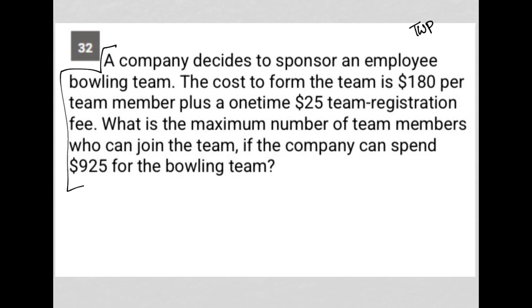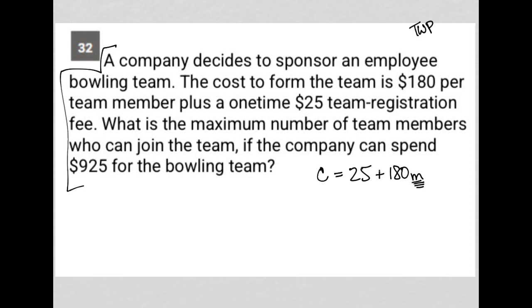So the first sentence here says a company decides to sponsor an employee bowling team. Okay, makes sense. Next sentence, the cost to form the team is $180 per team member plus a one-time $25 team registration. So cost, C, is going to equal the $25 that you're going to pay for the whole team plus 180 times, I'm going to say M for member. Could have used any variable I wanted. But basically 180 is going to be multiplied by the number of people you have on your team, right? So that's what the M represents.